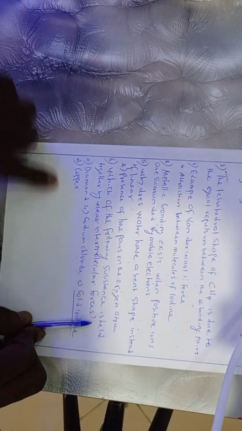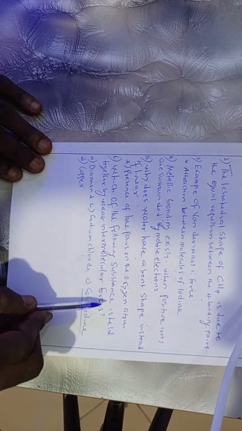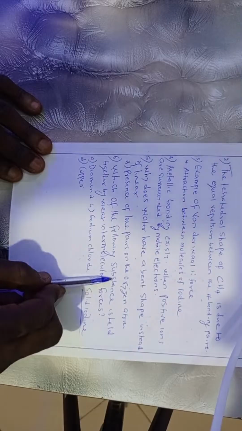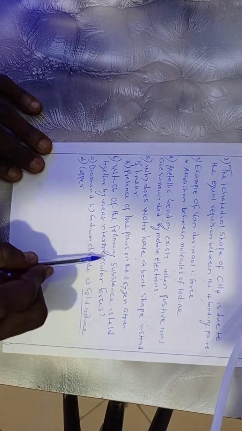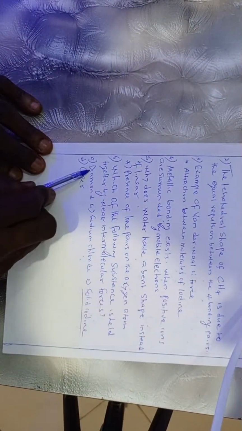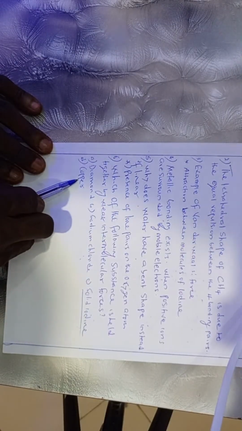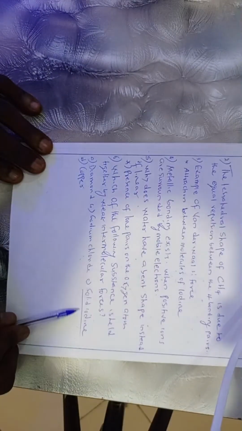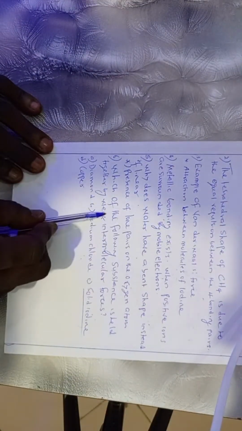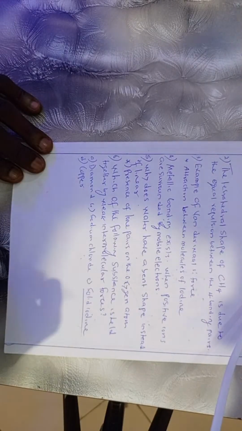Now, you might see this as an exam question. Which of the following substances is held together by weak intermolecular forces? Now, the correct answer here is going to be, it's not diamond, it's not sodium chloride, it's not copper, but the correct answer is what? Solid iodine. So solid iodine is held together by weak intermolecular forces. What are these weak intermolecular forces? The answer is van der Waals forces.